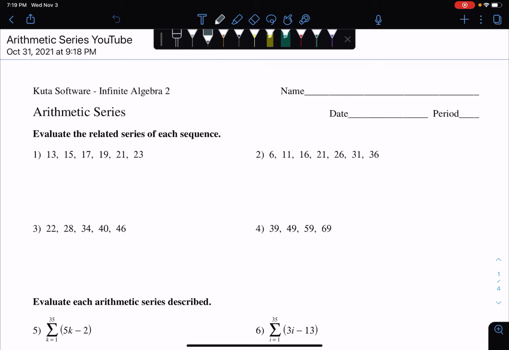What we mean by evaluate, basically the instruction is saying that you must find the arithmetic series according to the quantity of n. How do we know the quantity of n? Well, you have to count how many terms or numbers are inside the specific sequence.